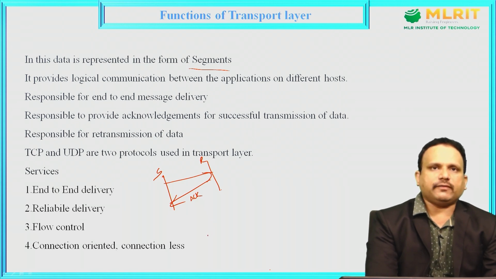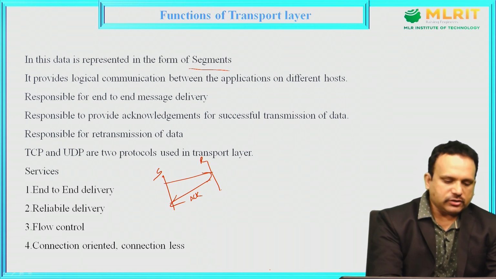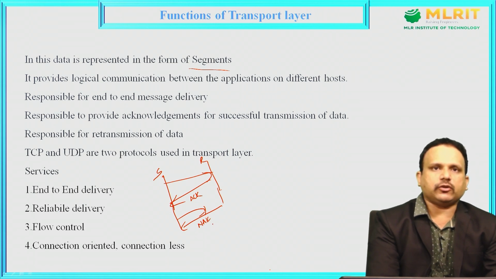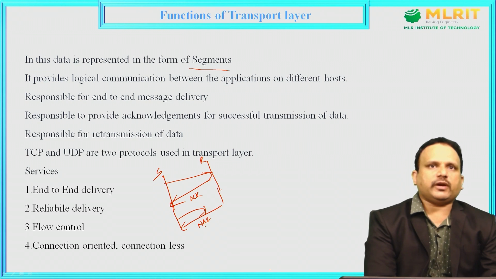So if the data transmitted by the sender is lost or corrupted during the data transmission, so this is what corruption is. The packet has not reached the receiver. So the sender will expect some kind of acknowledgement from the receiver. What will happen in this case? Simply the receiver will send a NAK, negative acknowledgement. Negative acknowledgement in the sense whatever data you transmitted earlier was not successfully transmitted. So you just retransmit that particular data frame. That we call an acknowledgement. So it is responsible to provide acknowledgement for successful transmission of the data. It is responsible for retransmission of the data.